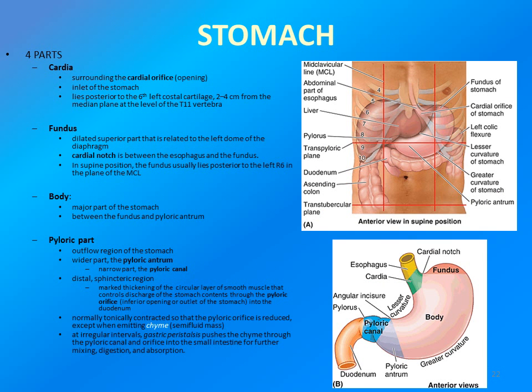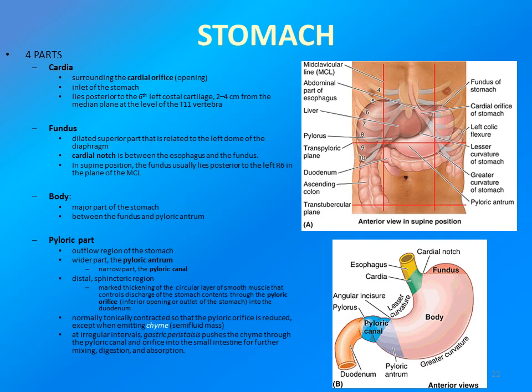Now let's look at the stomach. For the most part, it's contained in the left upper quadrant. In terms of clinical regions, we have the left hypochondriac, left umbilical, or at least the upper portion of that, and the epigastric region. It has a cardiac or cardia region, a fundus, a body along the greater curvature, a pylorus with an antrum and canal.